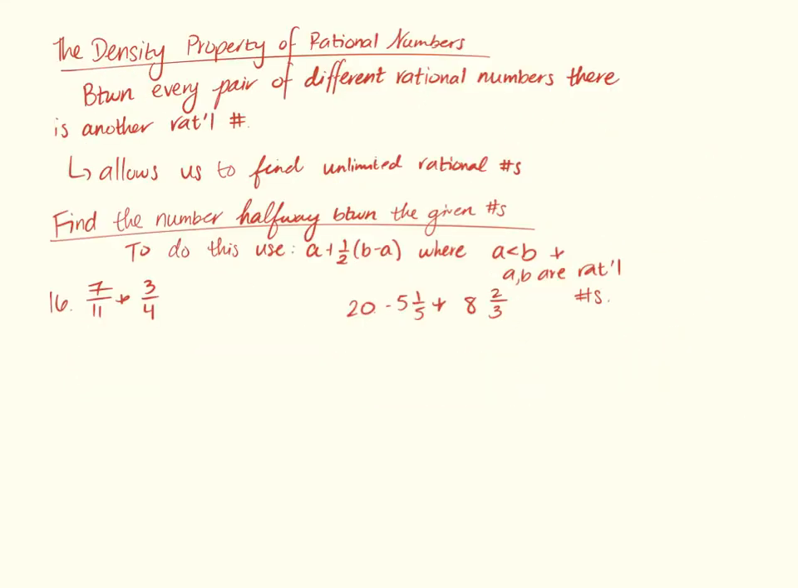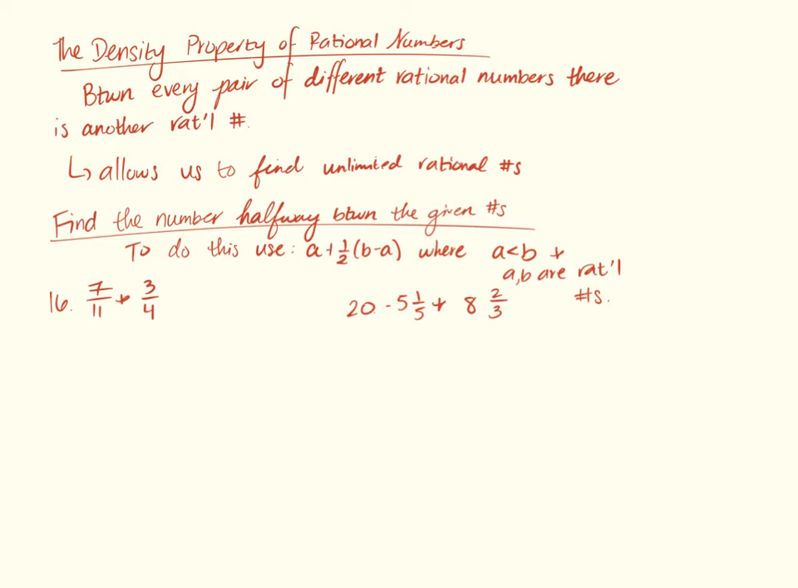Before we move on to the next examples, we need to quickly go over what the density property of rational numbers is. The density property says that between every pair of different rational numbers, there's another rational number. Essentially, it just says that there's an unlimited amount of rational numbers. Okay? So what this lets us do is, for example, if it tells us to find the number halfway between two rational numbers, we can do that. In fact, there's a formula.